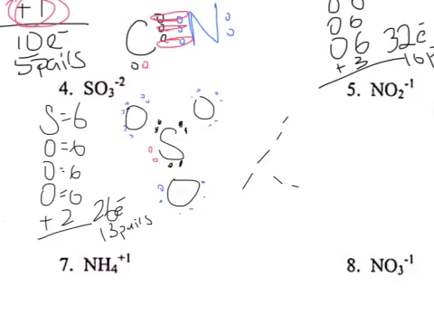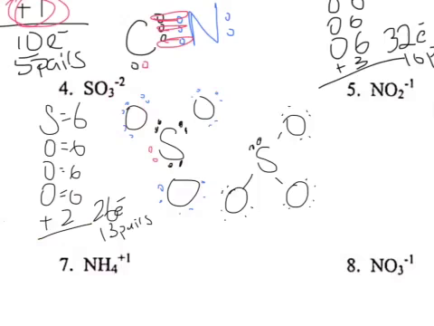Sulfur, oxygen, oxygen. Sulfur has a lone pair hanging out. Each of the oxygens has a total of 6 valence electrons. So 1, 2, 3, 4, 5, 6. 1, 2, 3, 4, 5, 6. 1, 2, 3, 4, 5, 6.